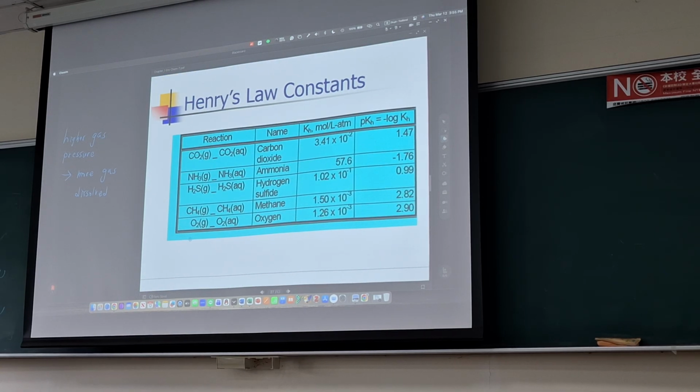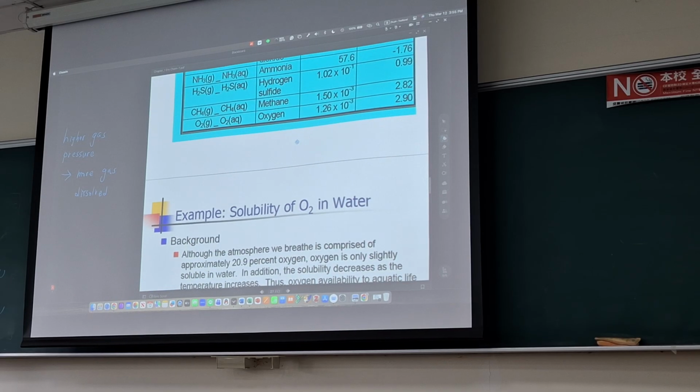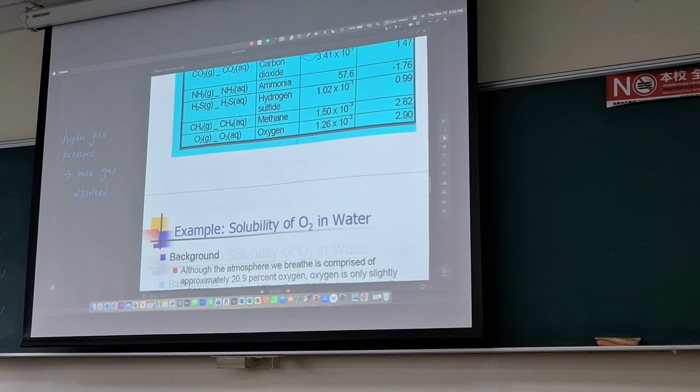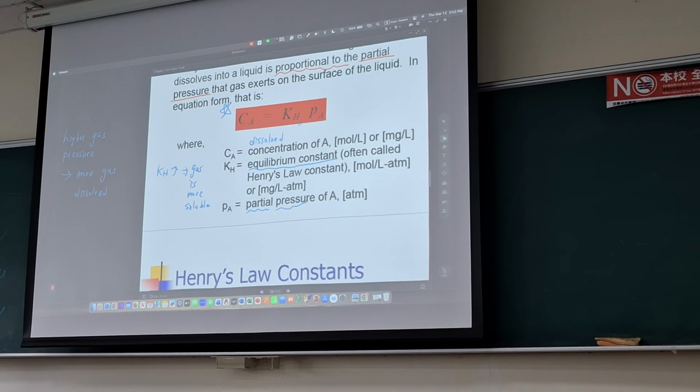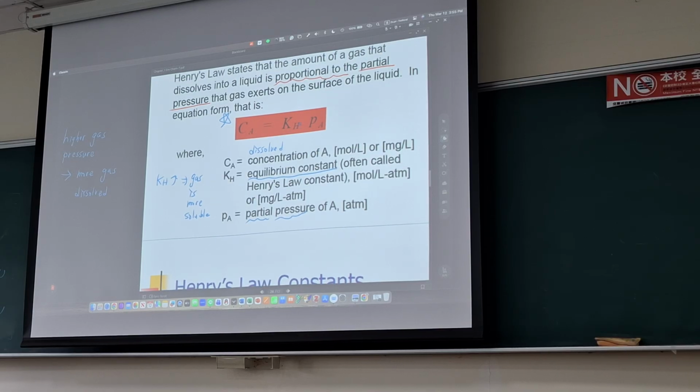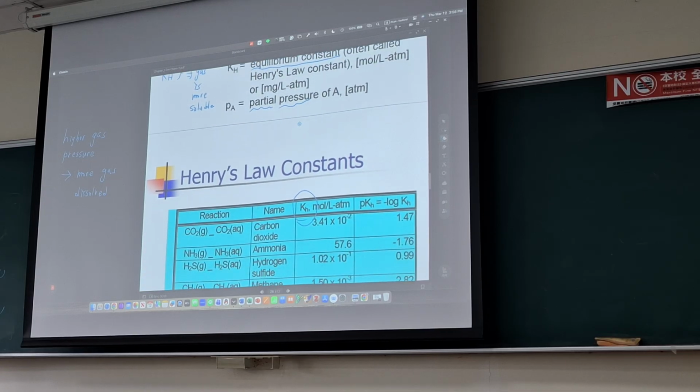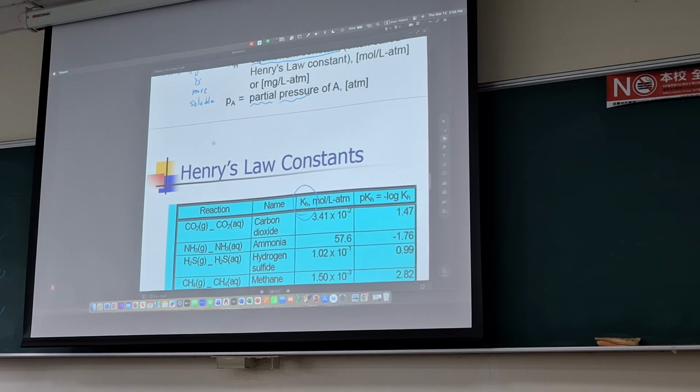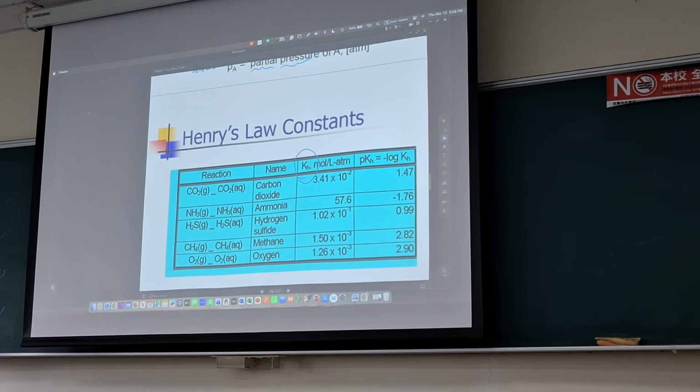So as you can see here, the different gases are going to have different KH values. And as you can see in Henry's law, you only have concentration, constant, and pressure, right? But I want to mention one thing here: temperature actually matters. So why does temperature matter?